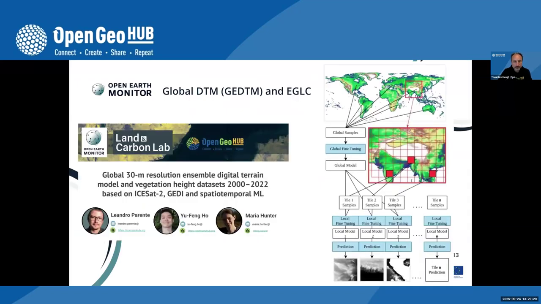In parallel, we also looked at terrain modeling. There are several terrain data sets, and lots of space-based LiDAR data sets like ICESat. We integrated all that, and we also produced an ensemble terrain model of the world. We produced something like 15 variables, including hydrological indices and morphological indices.